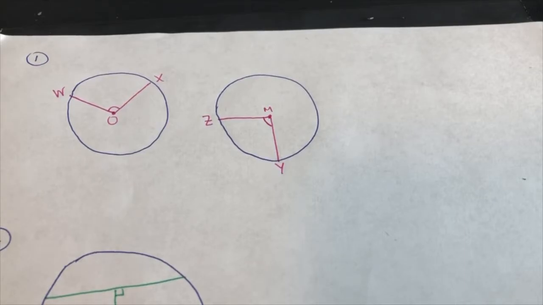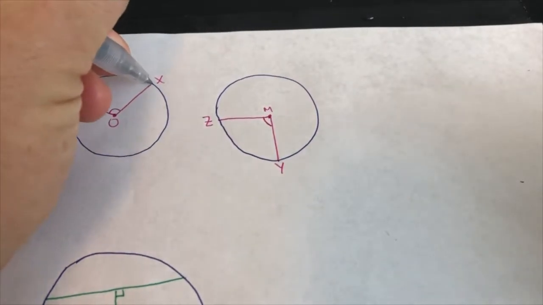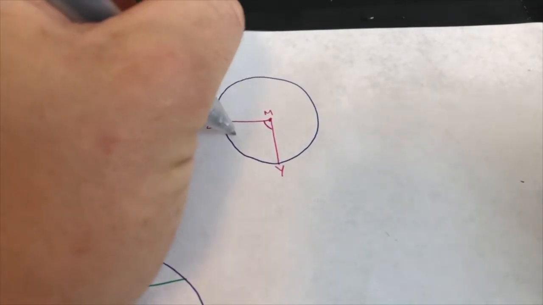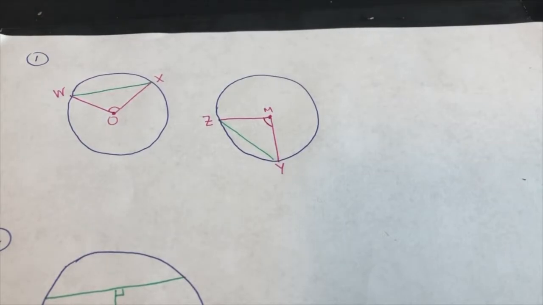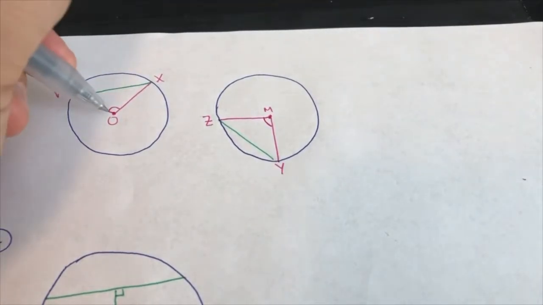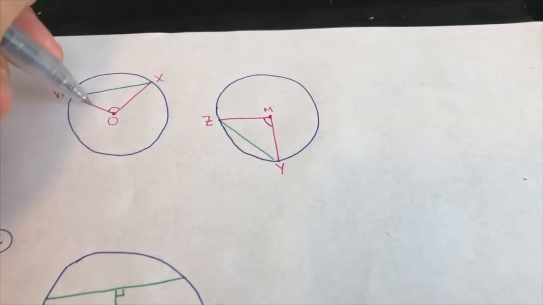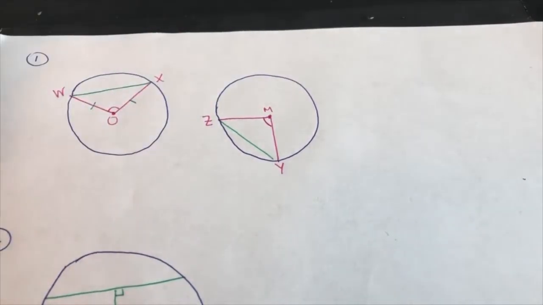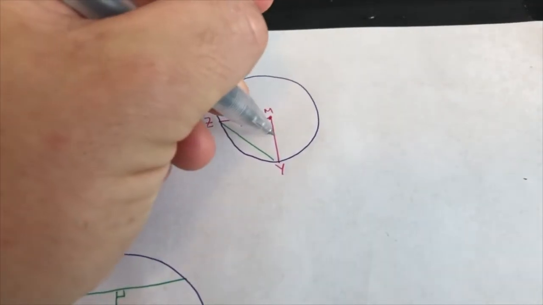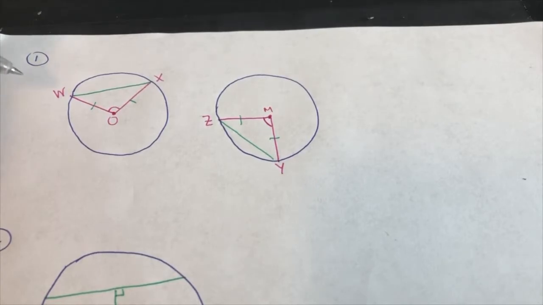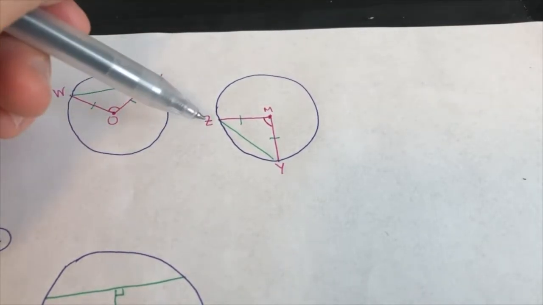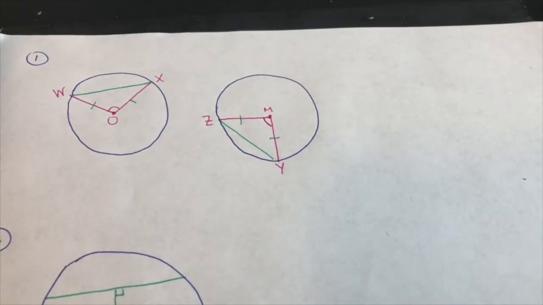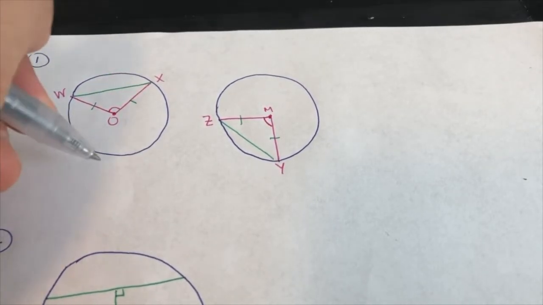Well, if you were to make this and this into a triangle, what do we know? OW and OX are both radii of the circle. And because this is the same circle as well, ZM and MY are also radii. We did a ton of triangle stuff in previous chapters. So triangle WOX and triangle ZMY are congruent by the side angle side postulate.